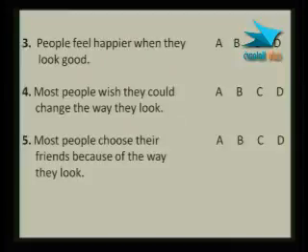And the last one, most people choose their friends because of the way they look. Of course, this is only a survey, so you just express your opinion about it. You can choose A, which is strongly agree, or B, which is agree, or C, which is disagree, or D, which is strongly disagree. So this is only a survey. Some people might choose all A, some might choose all D, and some might choose some A's, some B's, some C's, and some D's. So you just try to do it.